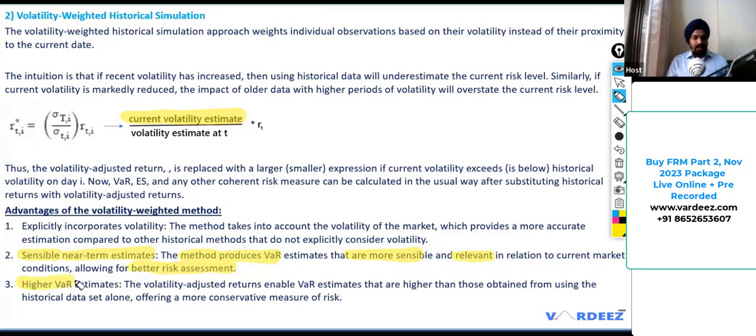And finally, it has a higher VAR estimate, because if the current volatility is high, the returns will be higher. And if the returns are all higher, then obviously you get a higher VAR and a safer value at risk. So the volatility adjusted returns enable VAR estimates that are higher than those obtained from using the historical data set alone, offering a more conservative and better risk management. That is what we can make out as the third advantage of the volatility weighted historical simulation.